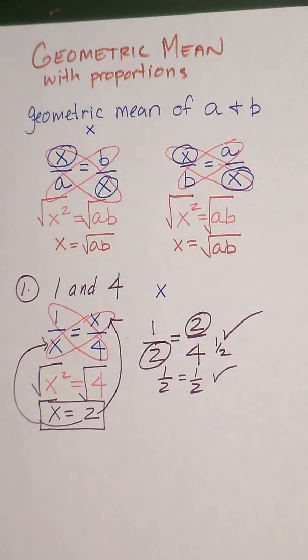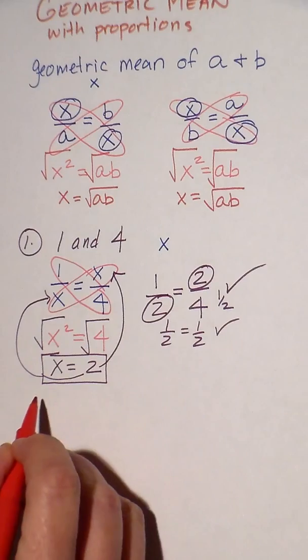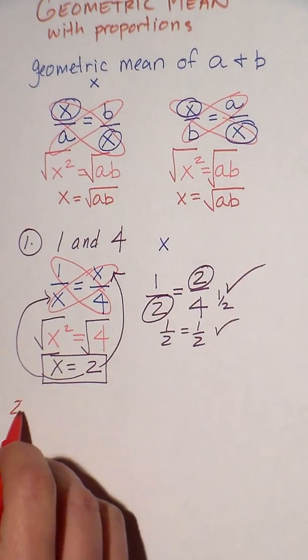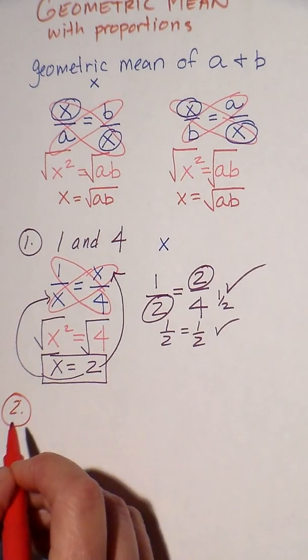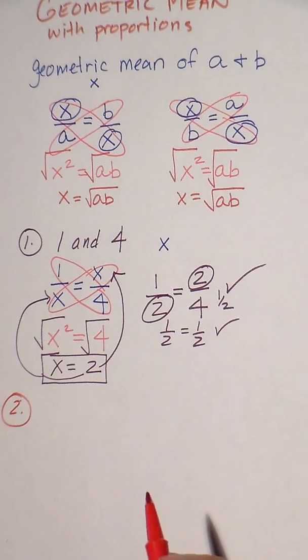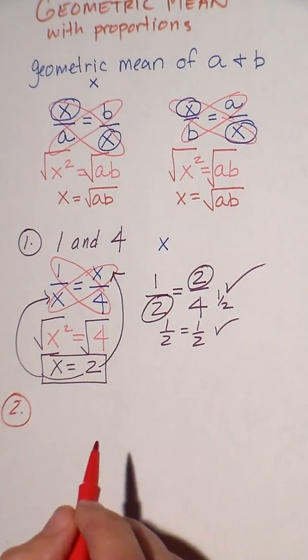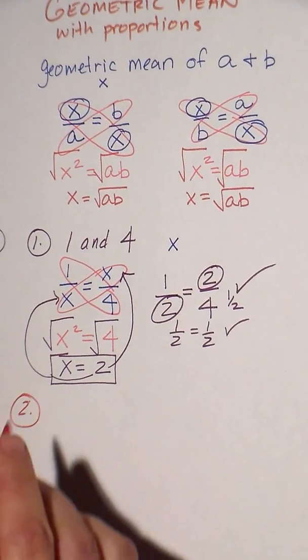So let's try another one. Let me scoot this up a little bit. We've got number 2. Okay, so let's try a second one. The geometric mean is not necessarily always going to be a whole number when you're looking at lengths of triangles. But for our purposes here, most of the time they are going to be whole numbers for what we're using them for at this current moment.